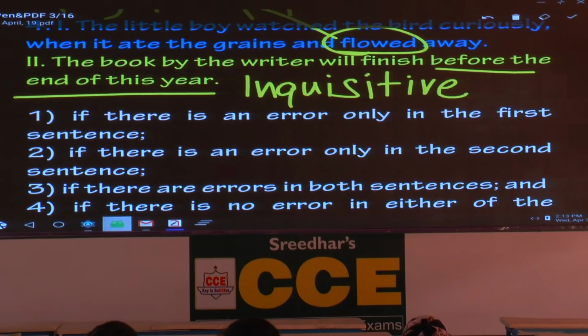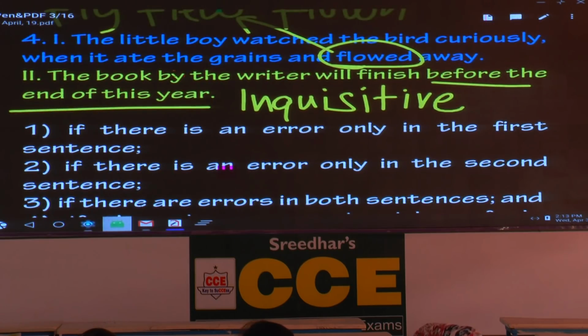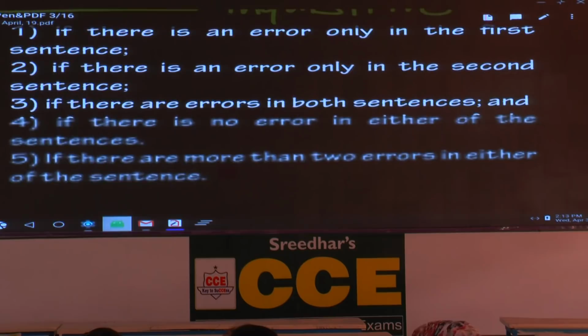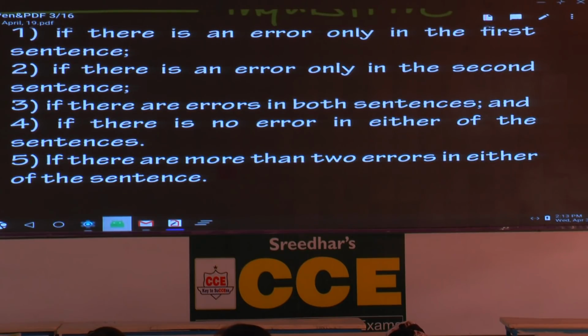Now there is an error in the first sentence. There is an error in the second sentence. So for the third time you have got the third option. What is the answer? If there are errors in both sentences, the third option. Shall I move on to the next one?